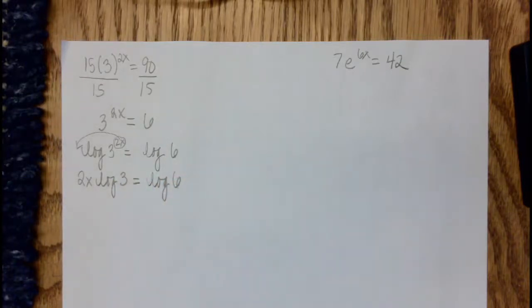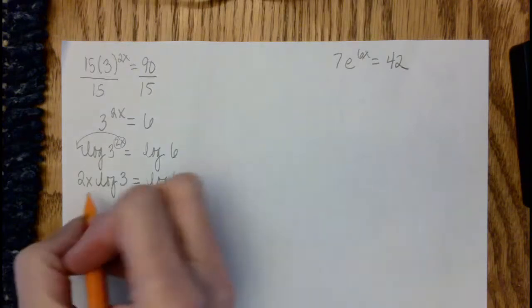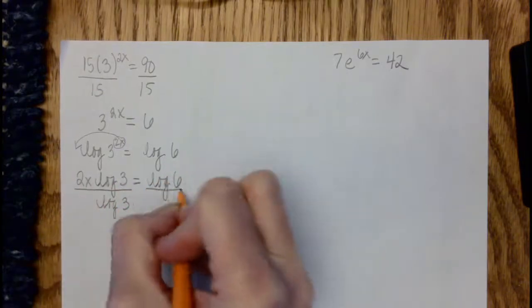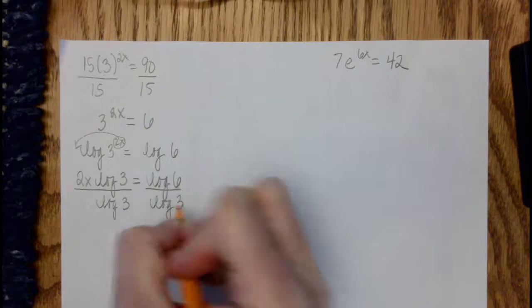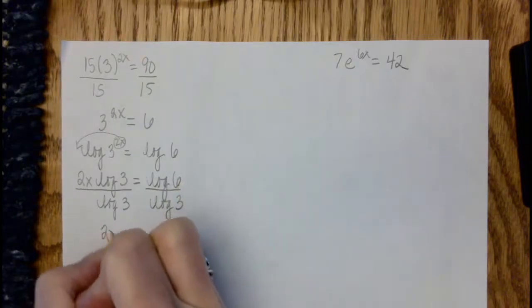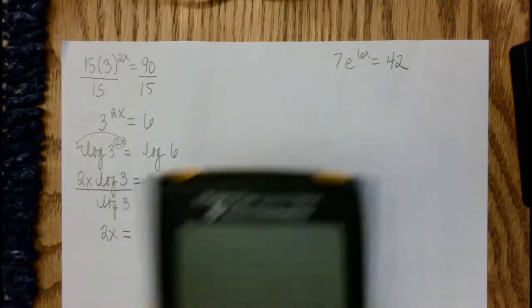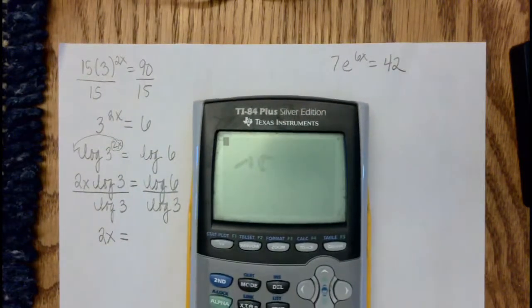So it's going to be 2x times log of 3 equals log of 6. And we're going to divide both sides by log of 3. Now we're left with 2x equals, and let's type that into the calculator. You can use Desmos if you prefer, but I'm going to type in log of 6, close the parentheses, divided by log of 3. And that gives us this decimal. Don't clear it out of your calculator. Leave that number in there.